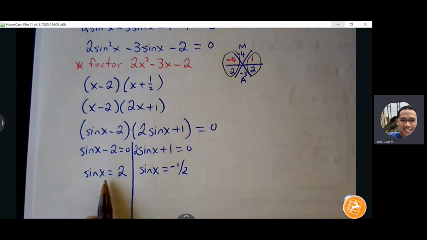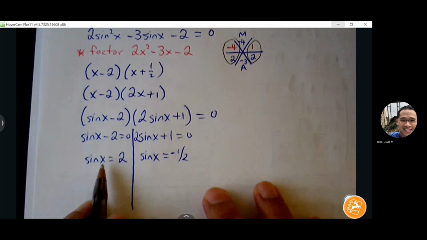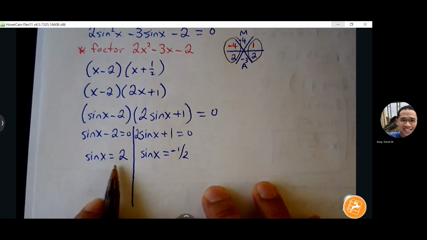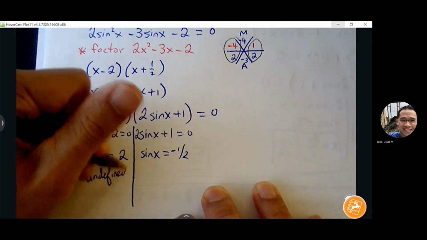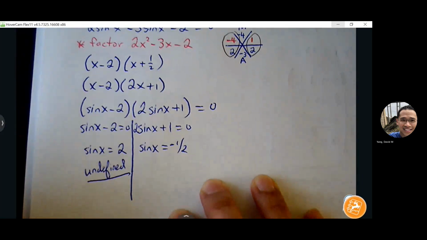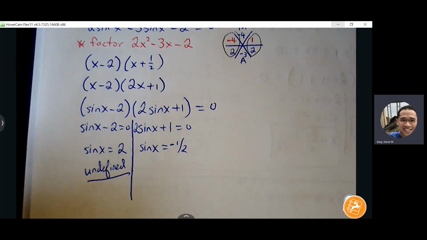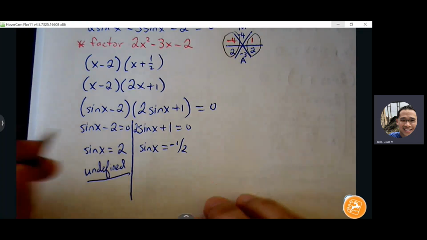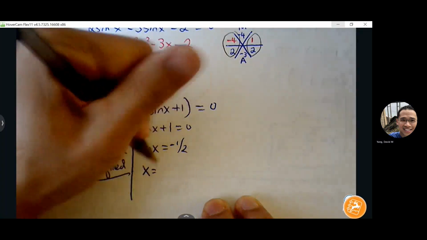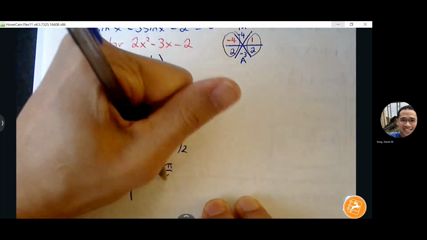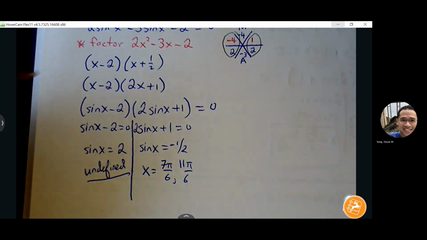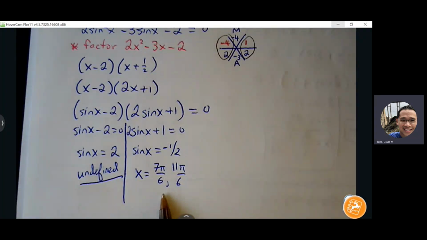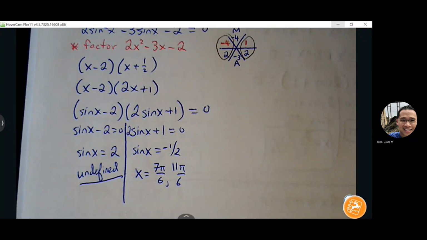Okay, anything here? Sine x equals 2? Undefined. Sine x equals -1/2, third and fourth quadrant in that pi/6 family. This is for all values here, so we need to include what?